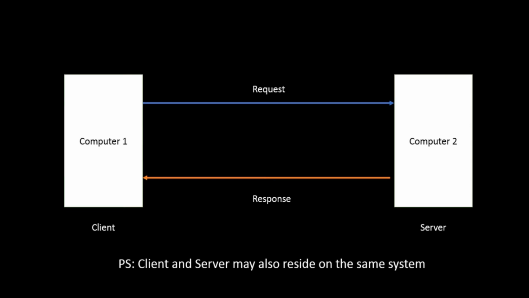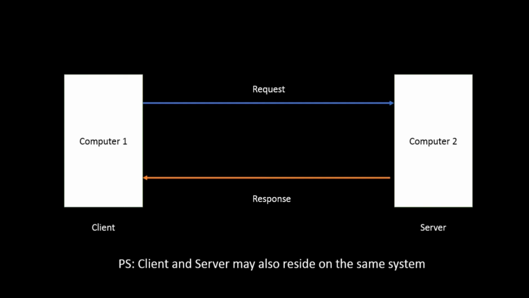Now, I told you that client sends the request and server sends the response, and this is how client and server communicate with each other. But how does the client know where to send the request? And how does the server know where to send the response? Because there are billions of devices connected to the internet. How does the client know where the server is?